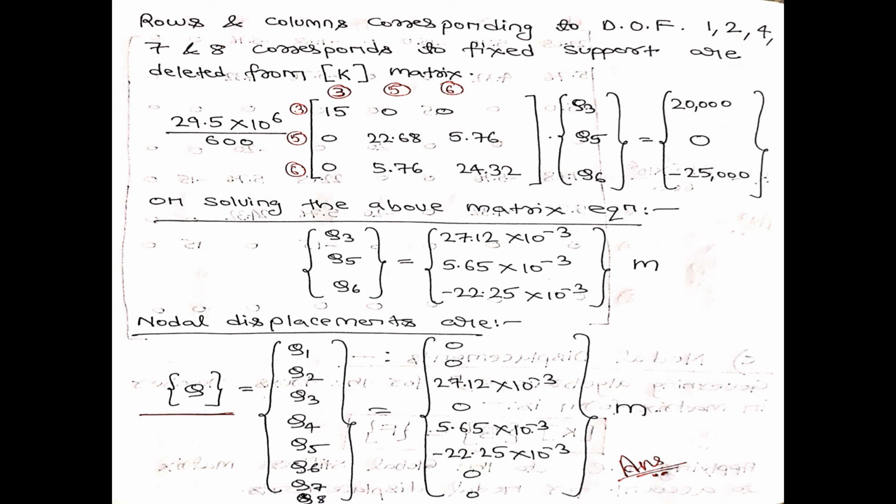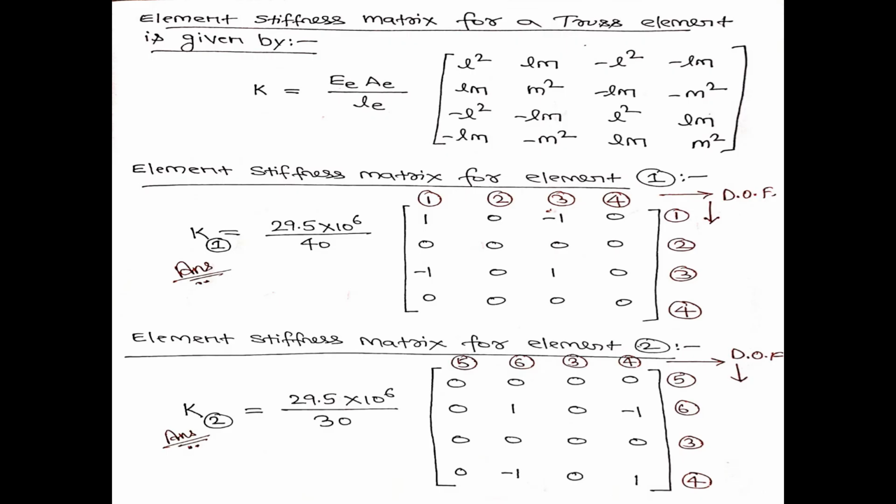Along third row and third column you will get displacement q3. For fifth row and fifth column we will get displacement q5. For sixth row and sixth column we will get displacement q6, which is equal to the force along the third nodal point. What is the force at the fifth nodal point given in the problem? For the sixth nodal point, what is the force? For that we have to see the problem once again.